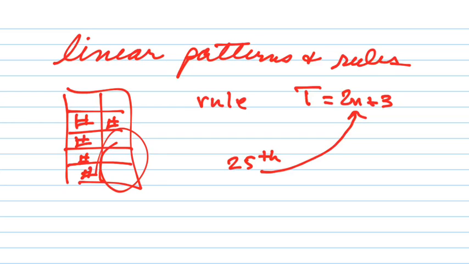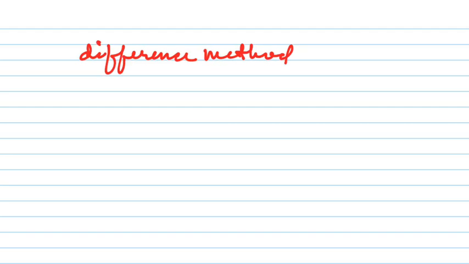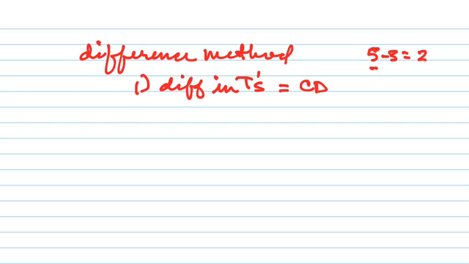Then you're going to have to write a rule. If you have a list of numbers, and remember to write a rule, you use that difference method. First, find the difference in the t's. So that will equal your common difference. Like if it was 5 minus 3, you get a 2. 7 minus 5, you get a 2. So 2 is your common difference, which already automatically gives you the first part of the rule.